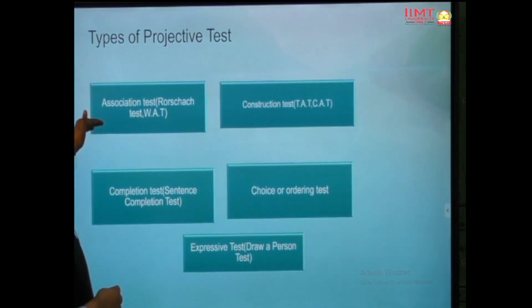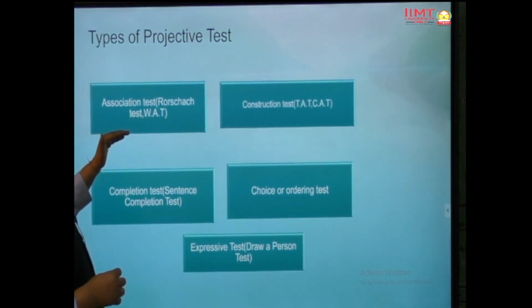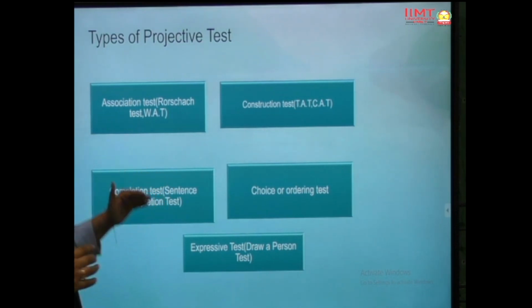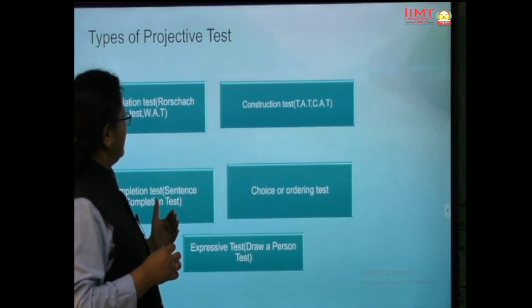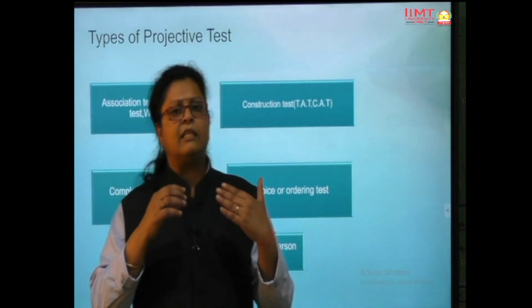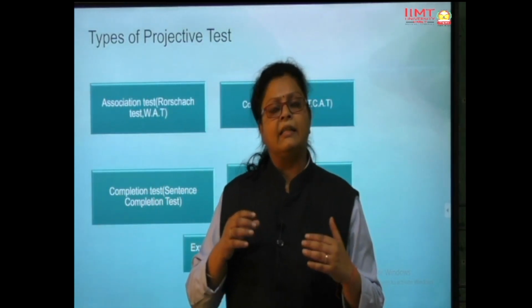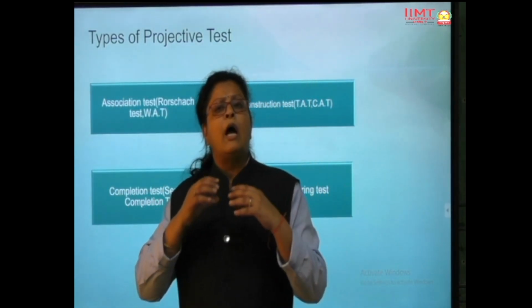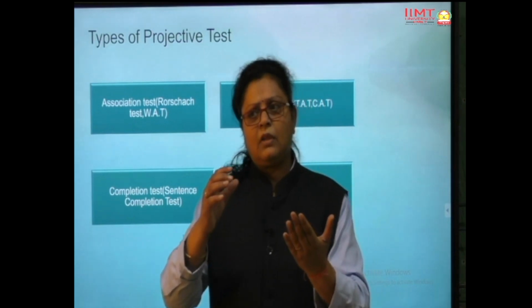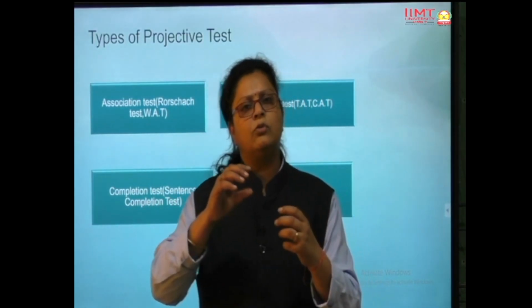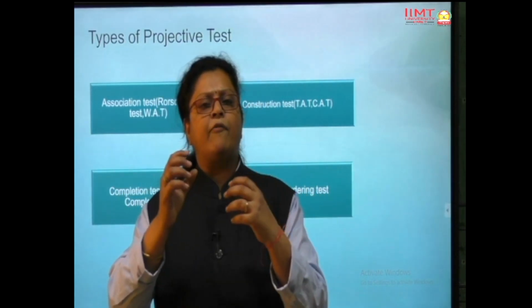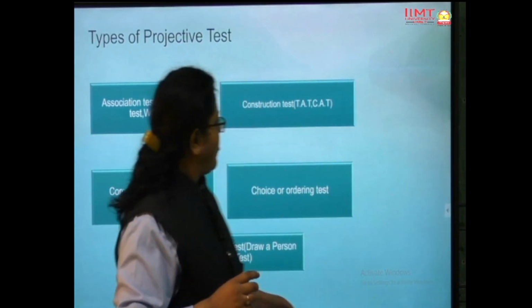Basically, in the association test, the most outstanding test is the Rorschach test, and second is the WAT, that is the word association test. In the Rorschach test, there are 10 cards, and these 10 cards have ambiguous ink blots on them. The subject has to see the ink blots and respond according to them.